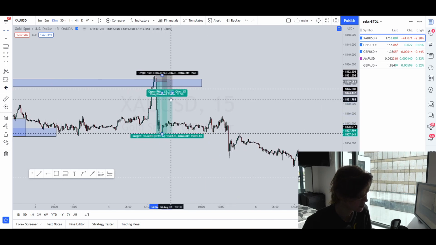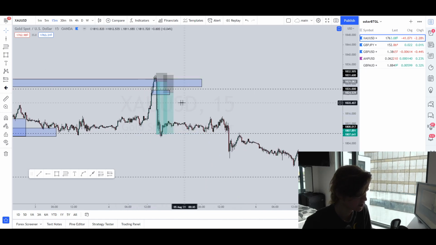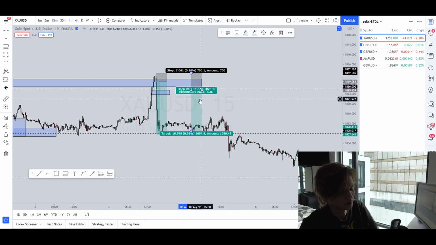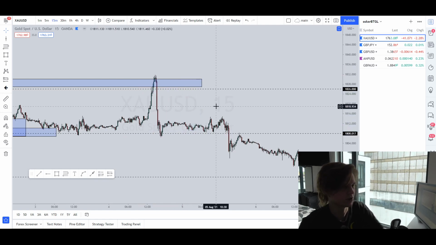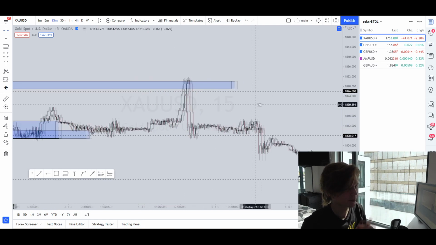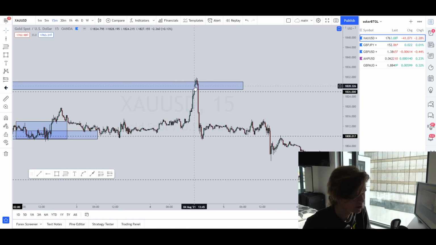It's important to us. You don't have to enter here. You can enter here, and it's also important that you don't enter too early. You want to enter once the shift has already happened. So you don't want to be selling here. You want to sell here.